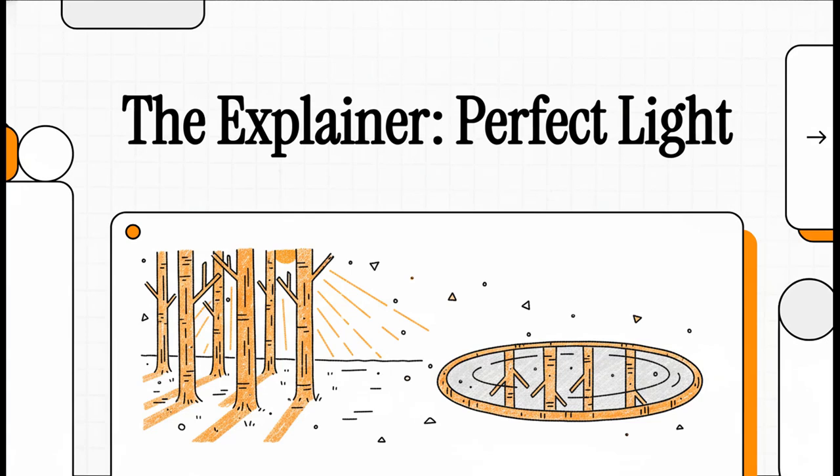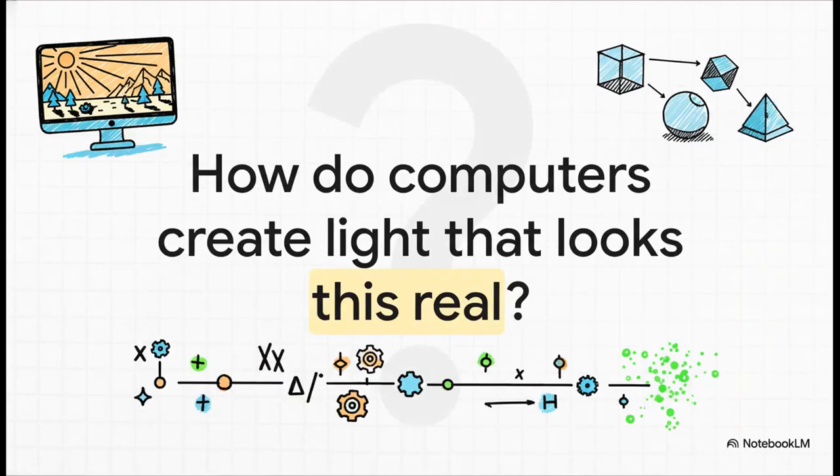All right, welcome back. So today we're going to talk about that wow moment in video games. You know what I'm talking about. You're playing and you just have to stop and stare at how a sunbeam cuts through a dusty room or how a puddle perfectly reflects the neon signs above it. It looks so real. Well, today we're going to pull back the curtain and break down exactly how they create that perfect photorealistic light.